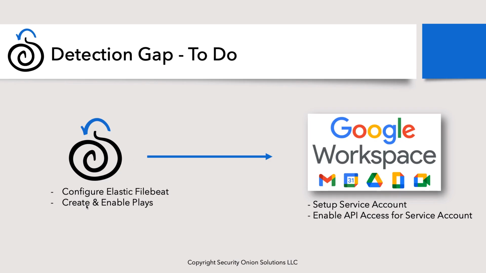Finally, once we have that data in Security Onion, we're going to want to go ahead and create and enable some detection plays in Playbook so that we can generate some alerts when we see these events that we talked about. So let's go ahead and get started by configuring Google Workspace.